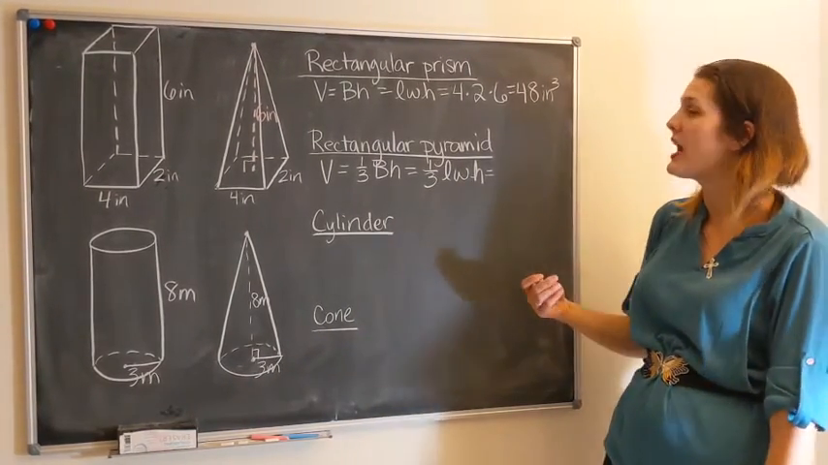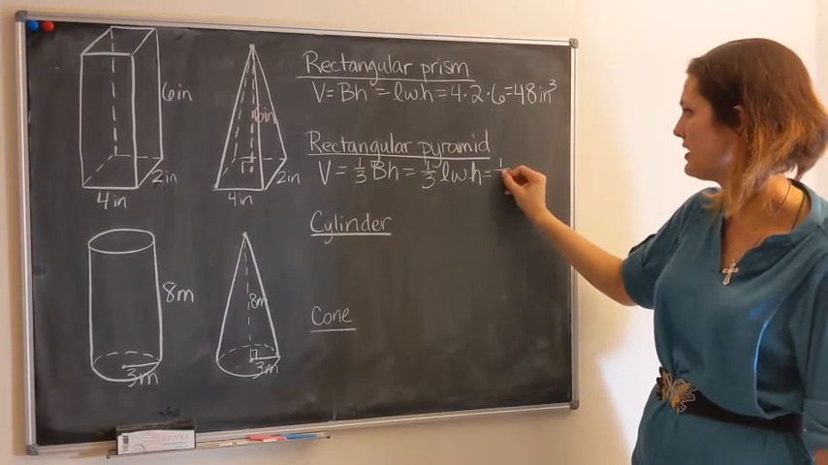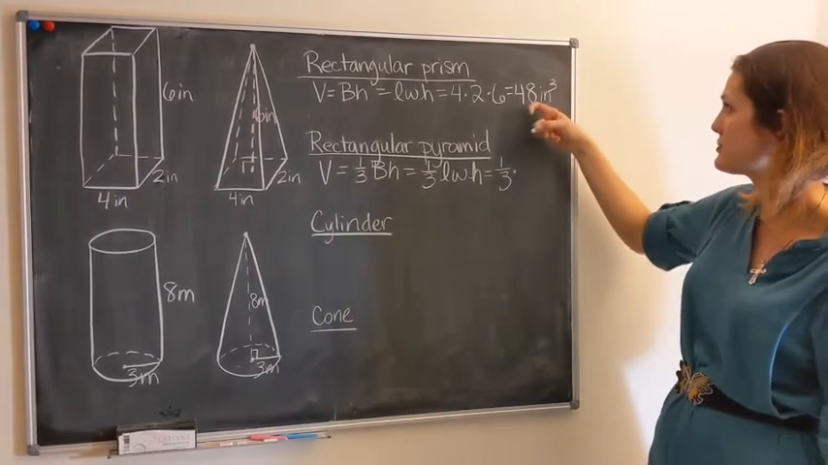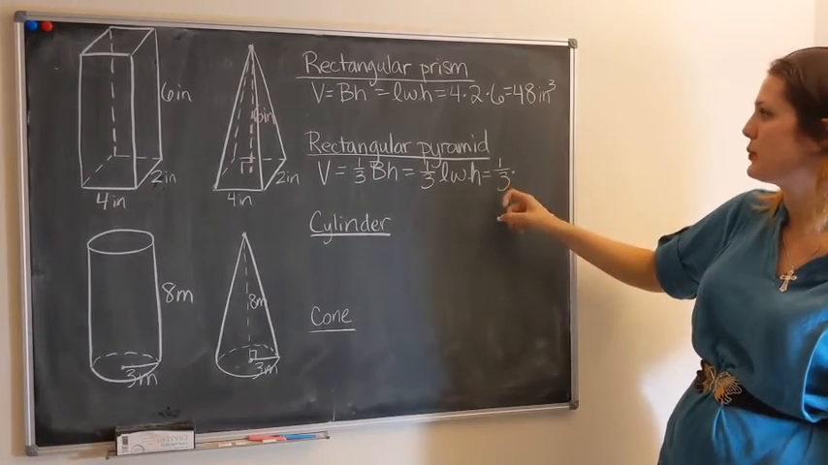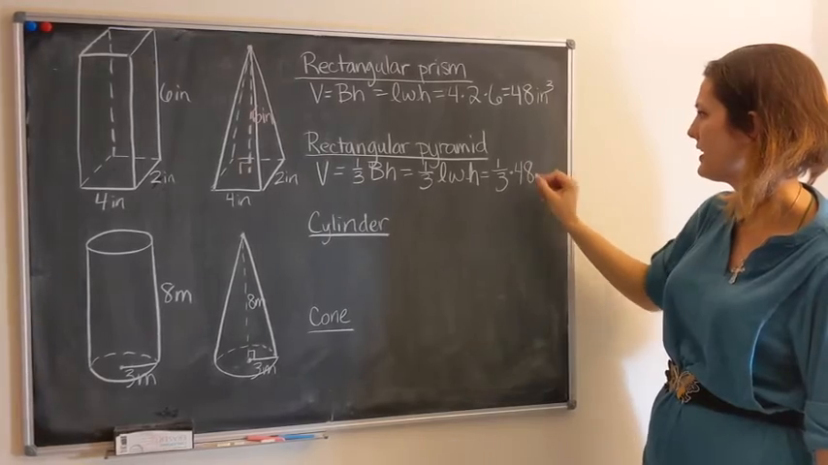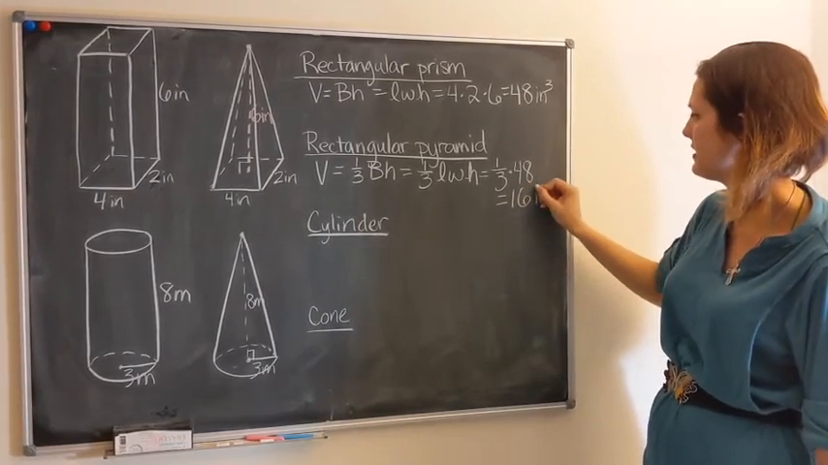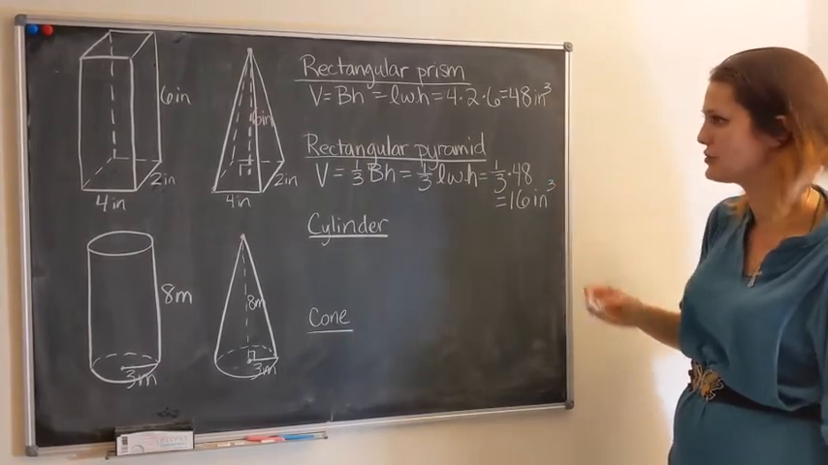Since we already have the volume of the rectangular prism, we can actually take a little bit of a shortcut here and do just 1/3 times 48, rather than doing 1/3 times 4 times 2 times 6, but either one will bring you to the same end with 16 cubic inches.